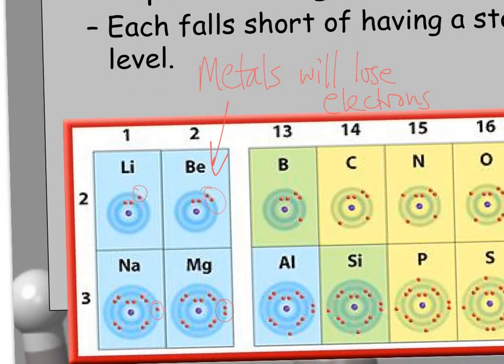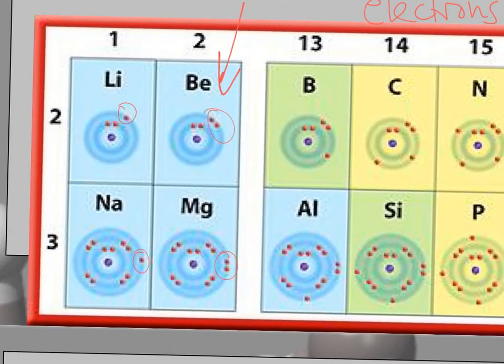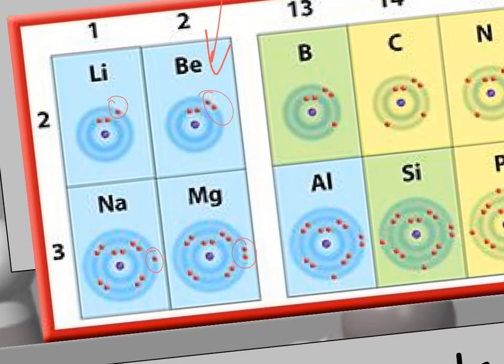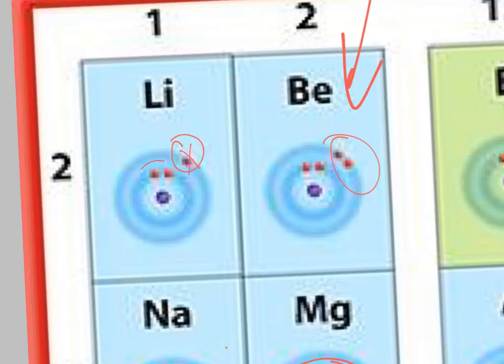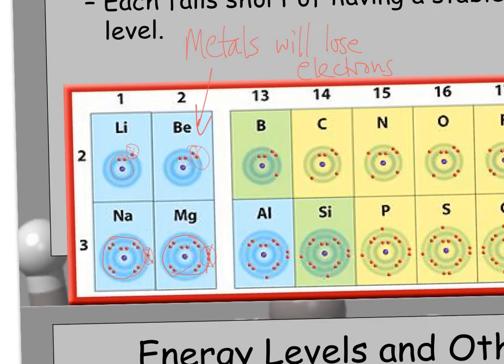we want to get to a full outer shell, right? Well, it's going to take a lot less energy for them just to lose, for example in sodium, just that 1 electron, because if it gave it away, look, that next energy level is filled with 8. Perfect. If magnesium lost those 2 electrons, its energy level is filled with 8. And lithium, if it can lose that 1 electron, its next energy level, remember the first energy level can only hold 2, is a full shell. Same thing with beryllium. So if it can lose those electrons, it takes a lot less energy.